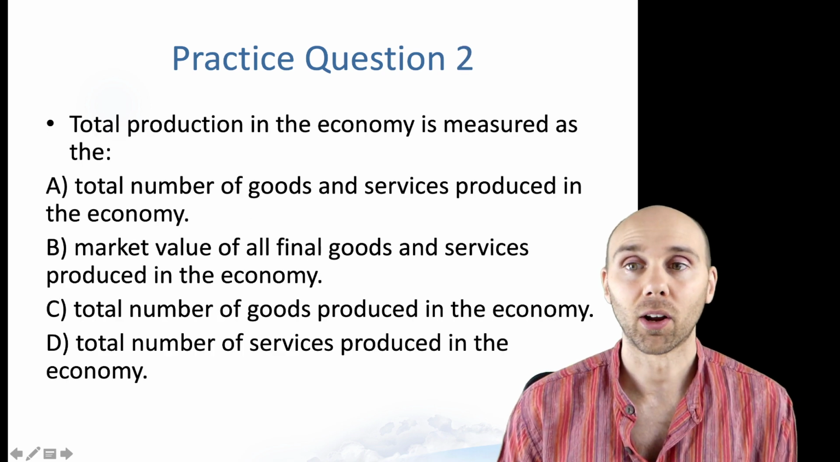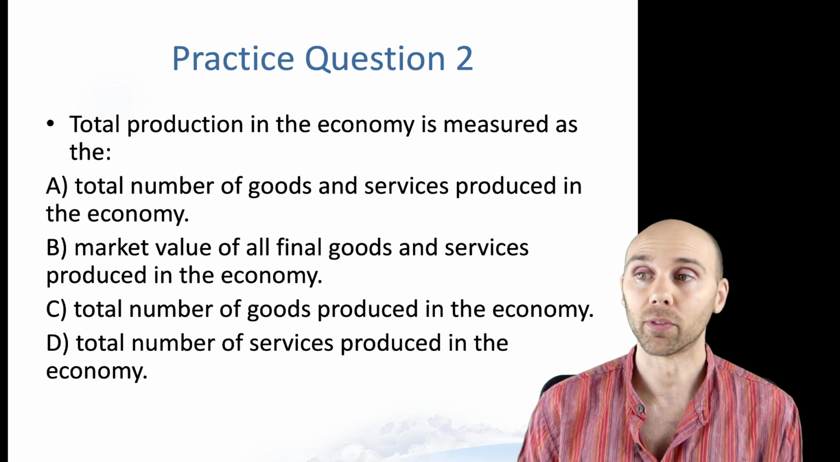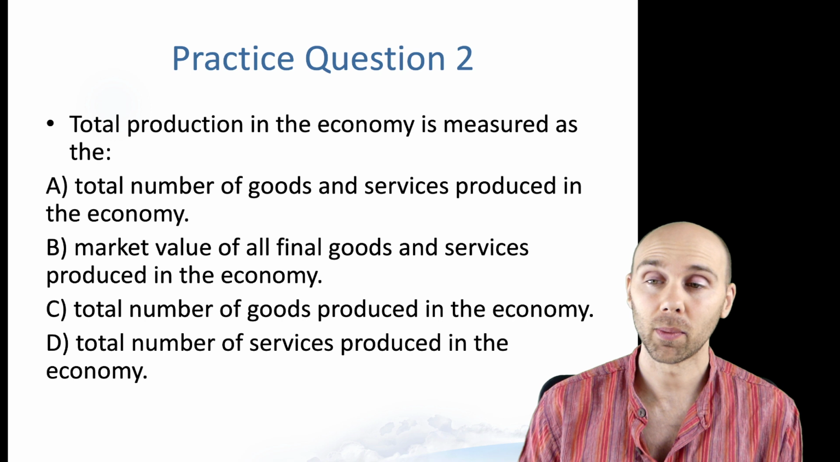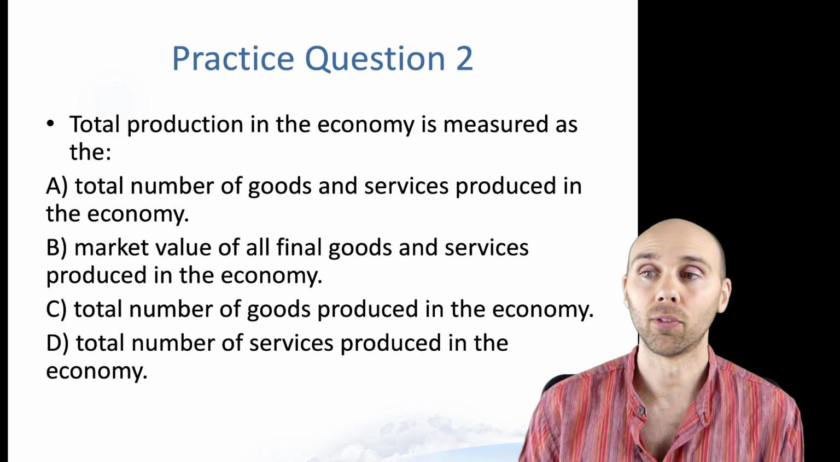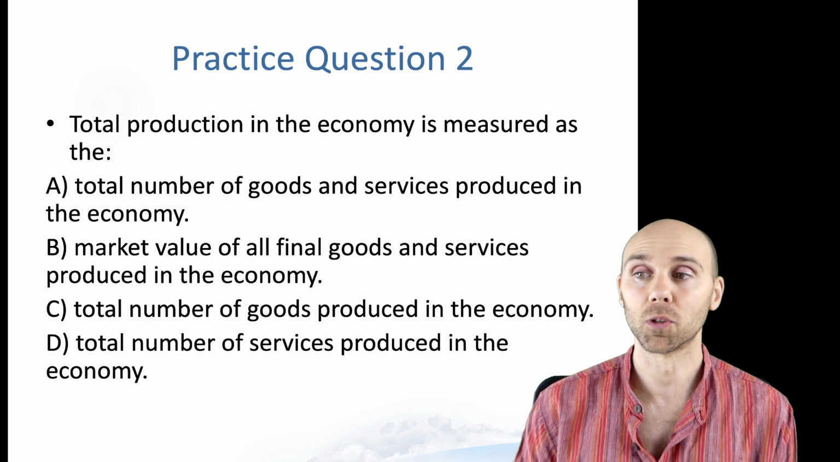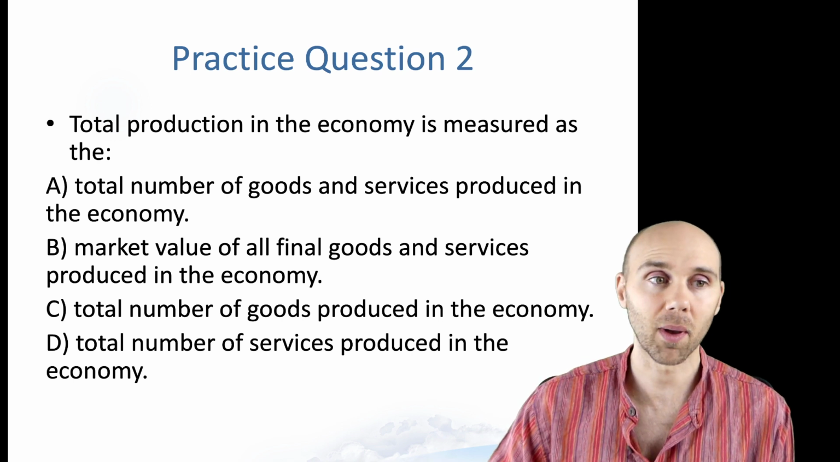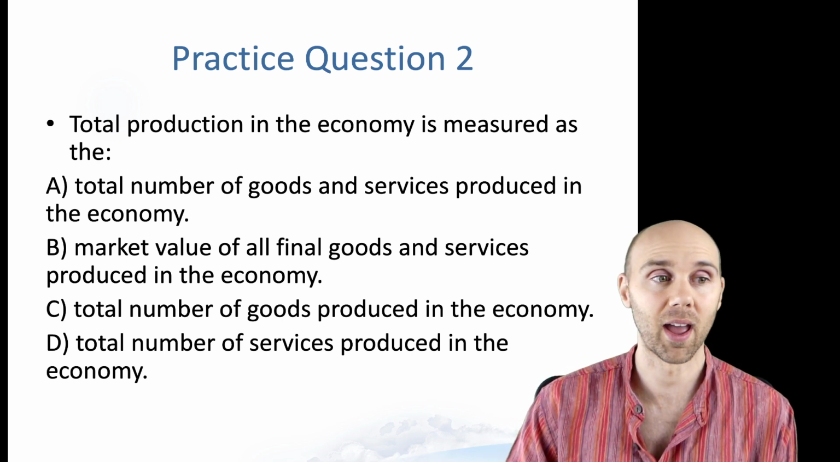Total production in the economy is measured by the total number of goods and services produced in the economy, the market value of all final goods and services produced in the economy, the total number of goods produced in the economy, and the total number of services produced in the economy. Again, have a think about it and pause your video now.